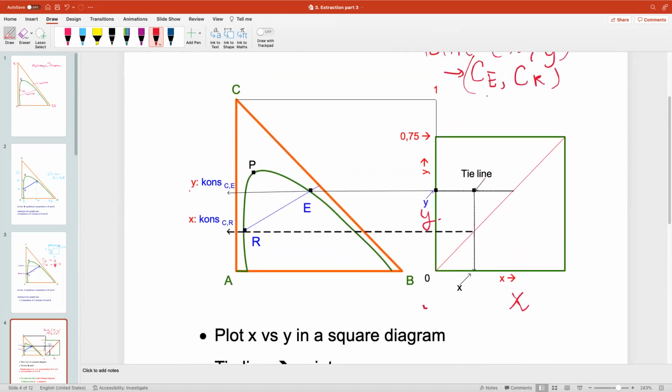Okay, suppose we have this triangle diagram, and this is the equilibrium curve, and this is a tie line between the extract and the raffinate. Here we draw a similar graph, using a similar scale. For example, this is from 0 to 1, and this also is similar, from 0 to 1.